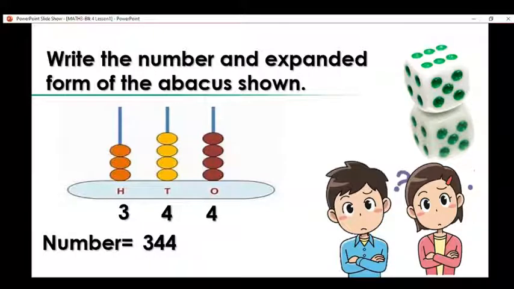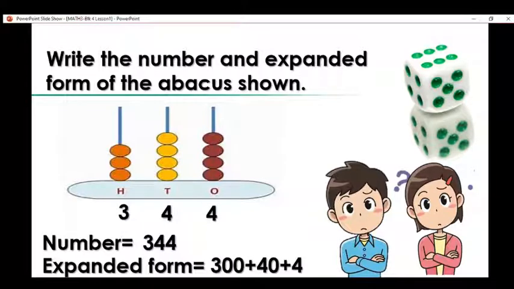Okay, very good. The expanded form would be 300 plus 40 plus 4. So expanded form helps us to read and write our numbers. Always remember that the stick represents the place value and the circles or the beads represent your digit per place value. So this is the use of our abacus.